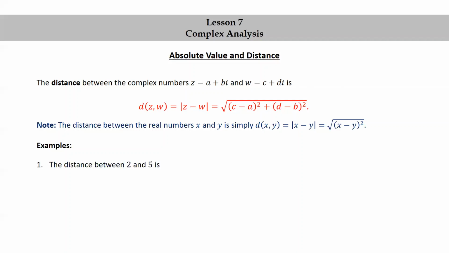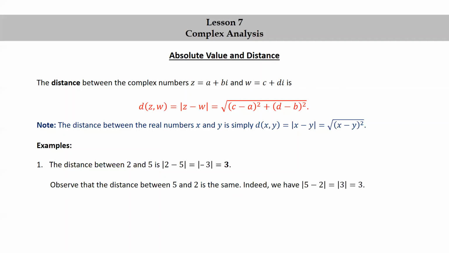Examples. The distance between 2 and 5 is the absolute value of 2 minus 5, which is the absolute value of negative 3, which is 3. Observe that the distance between 5 and 2 is the same. Indeed, we have the absolute value of 5 minus 2 equals the absolute value of 3 equals 3.